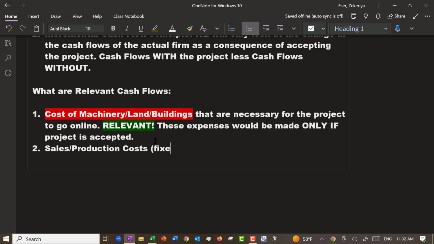Fixed or variable, are obviously relevant.